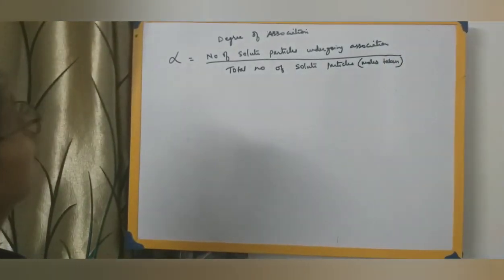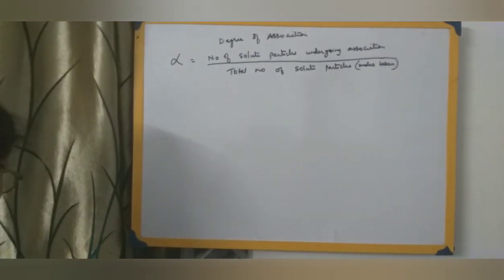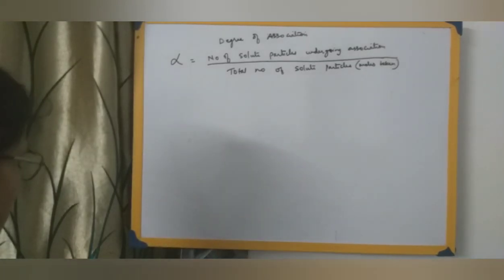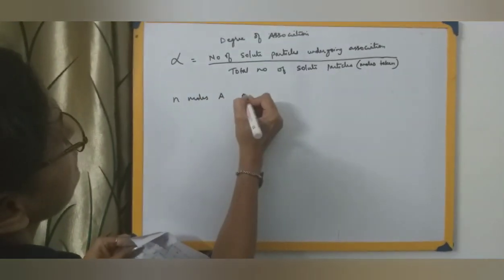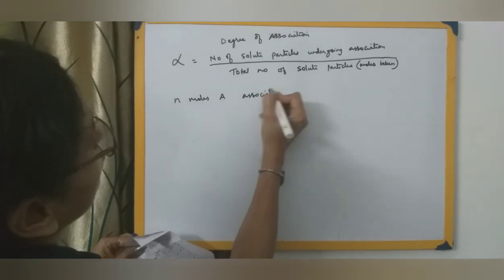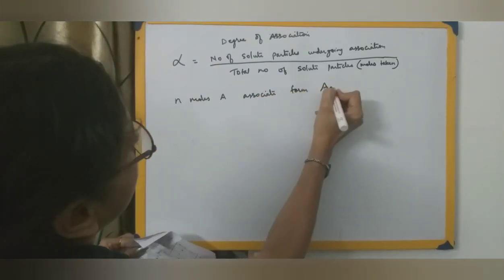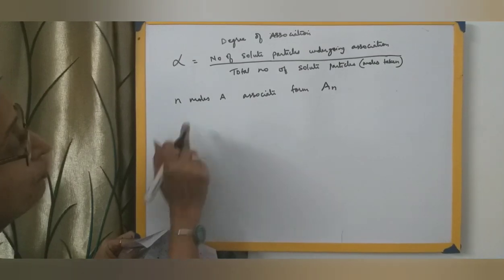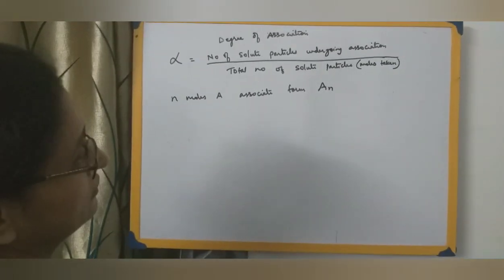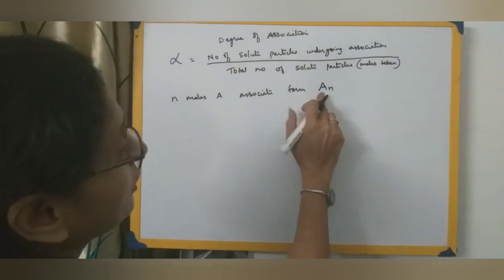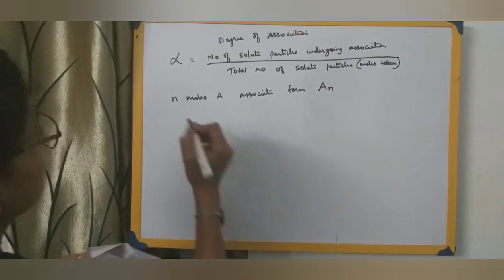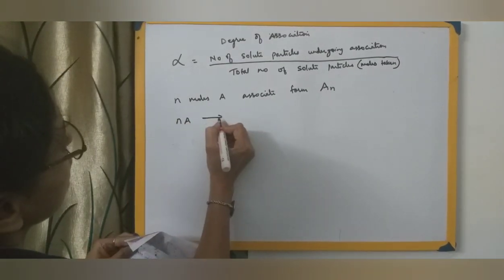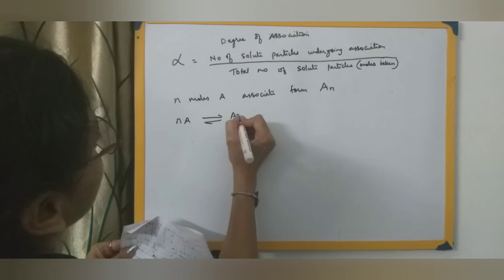Okay, this is the degree of association. This is the formula for degree of association. Now let us assume that n moles of A associate to form A_n. How many moles? n moles of A. They are combining together, associating to form one particle, that is A_n. So we can write this: n moles of A is associating to form A_n.